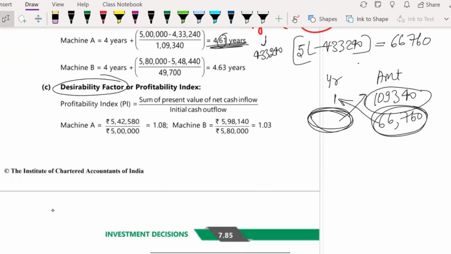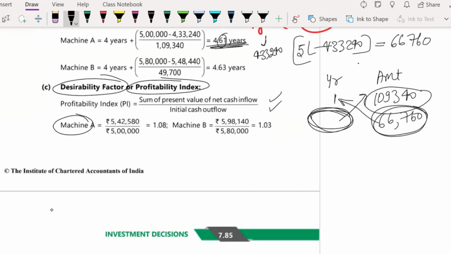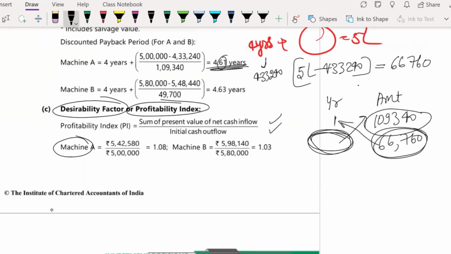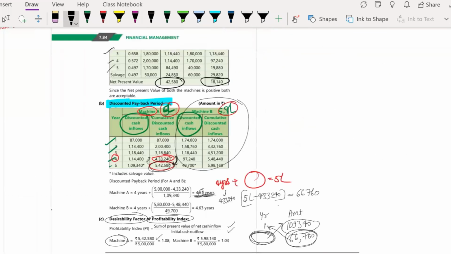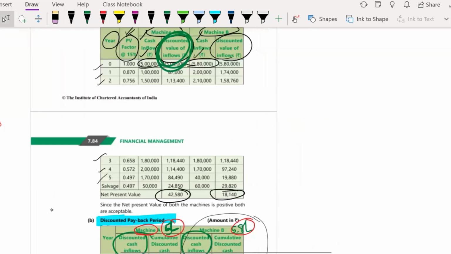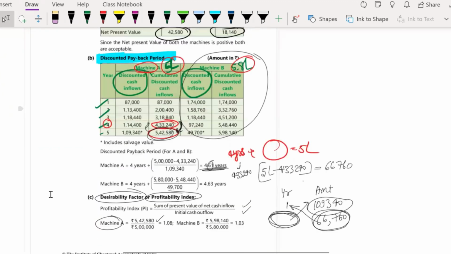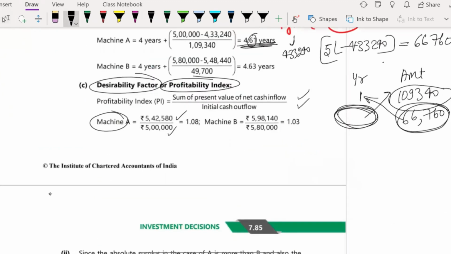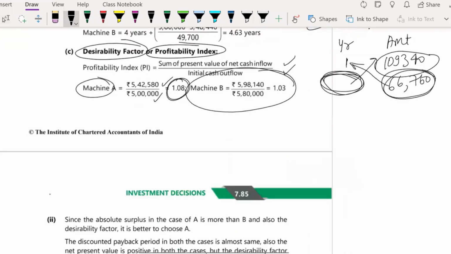Next is the desirability factor or profitability index. You know what the formula of profitability index or desirability factor is? It is present value of cash inflow divided by present value of cash outflow. So for mission A, what was the present value of cash inflow? It was 5,42,580, the total of all your discounted cash inflows, divided by present value of cash outflow, 5 lakh. It will be 1.08, and the same will follow for mission B also.